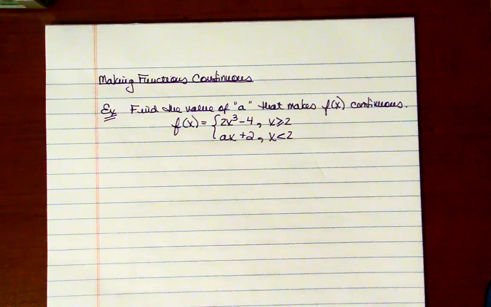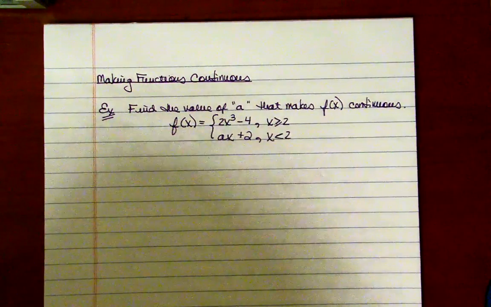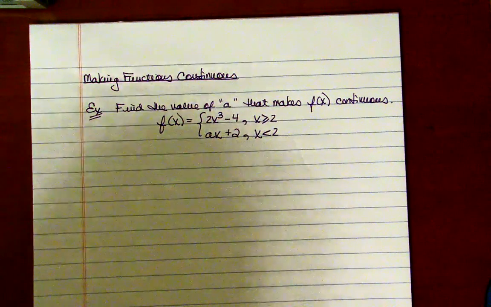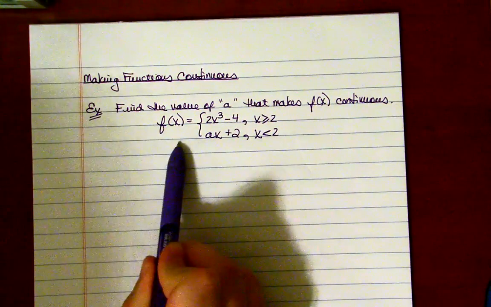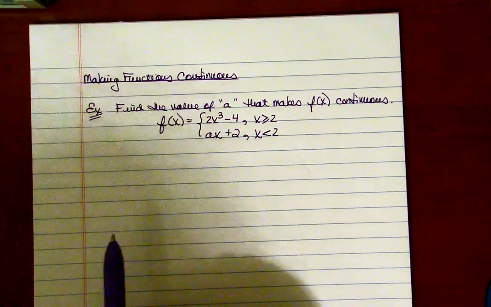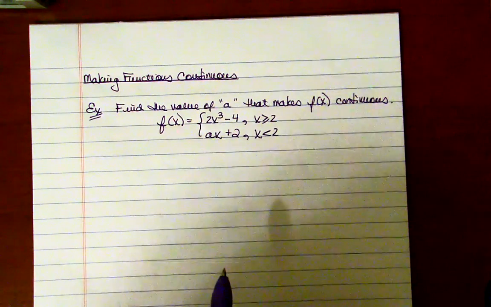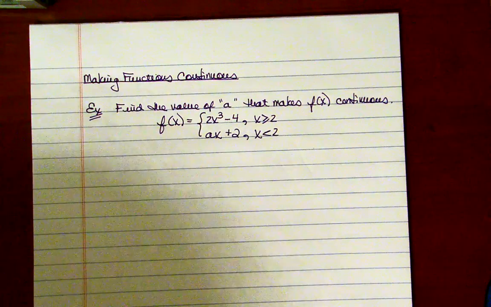The next thing we're going to do, based on that Desmos activity that hopefully you took a look at, is try to figure out some specific values of constants that would make a piecewise function continuous. Two examples of this. We're going to first take a look at this function f of x equals 2x cubed minus 4 when x is greater than or equal to 2, ax plus 2 when x is less than 2. I want to figure out what value of a would make the function continuous.